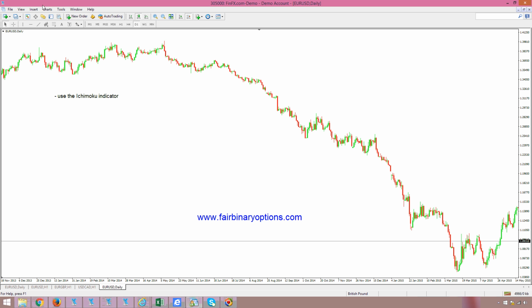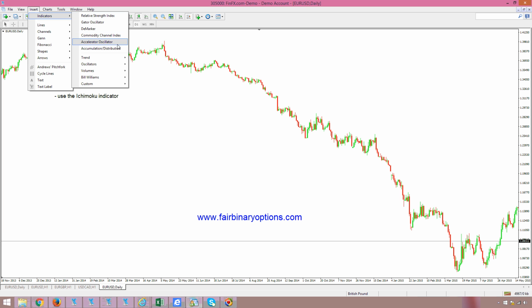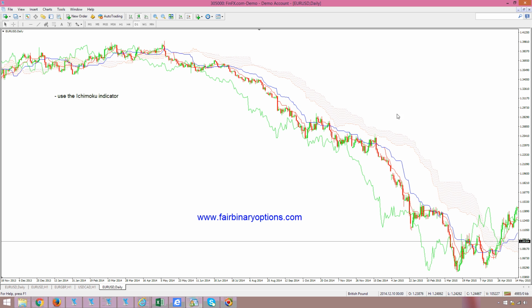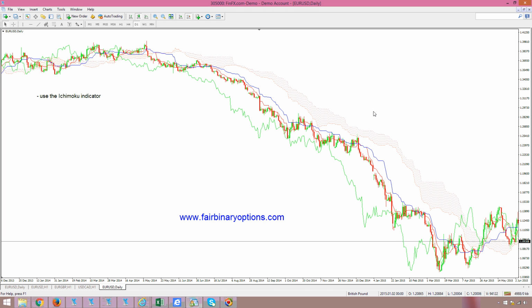So let's put the Ichimoku indicator. Let's go on the indicator. The Ichimoku on the MetaTrader is being offered under the trend indicators, and then we go Ichimoku like this, and we click OK, and it is applied on the screen. As you can see, consolidation areas or areas difficult to be broken are forming when there is more than one single resistance or support level.